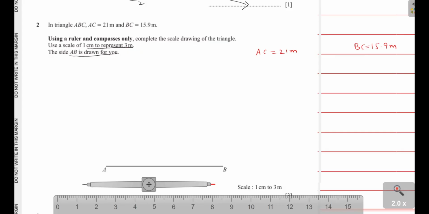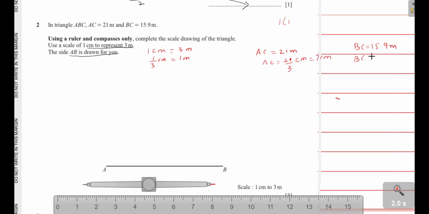Scale here is 1 centimeter represents 3 meters. Therefore, 1 meter will be equal to 1 over 3 centimeter. And therefore, we will convert the length AC from meter to centimeter, and this length 21 meters, we will divide by 3, it will convert into centimeters, and this 21 over 3 is equal to 7 centimeters.